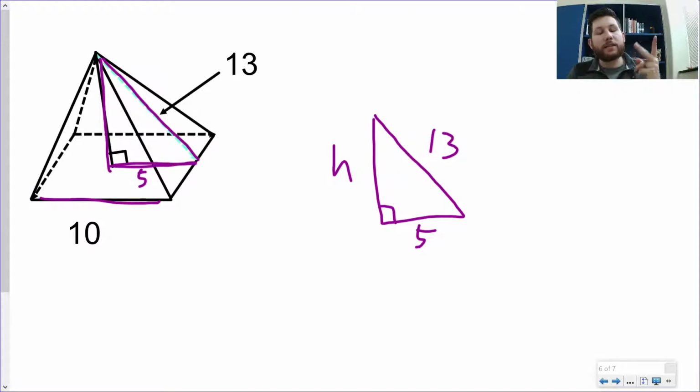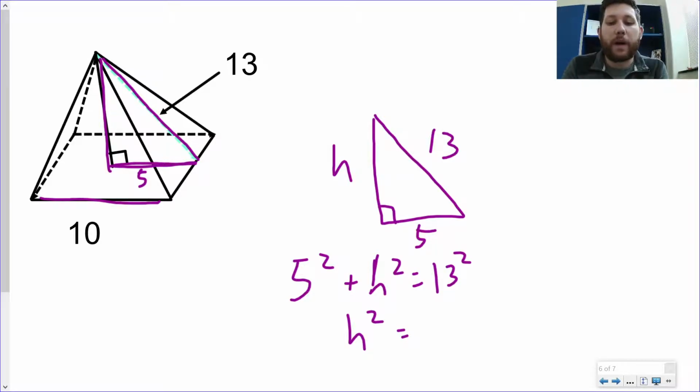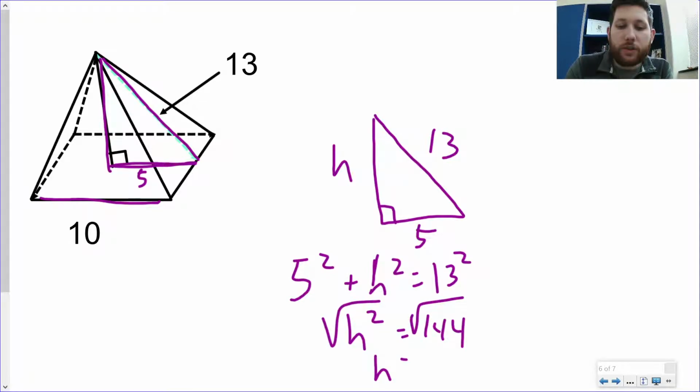Okay, and I should know how to solve for the missing side of a right triangle. If I've got two sides and I'm missing the third side, I'm going to use the Pythagorean theorem. So 5 squared plus h squared is equal to 13 squared. All right, and I can solve this out. h squared is equal to 13 squared minus 5 squared, which is 144. Take the square root of both sides. I get h is equal to 12. All right, so my height here would be 12.